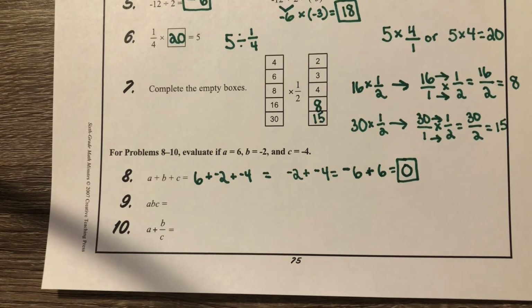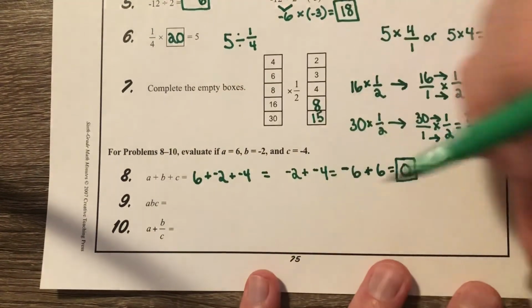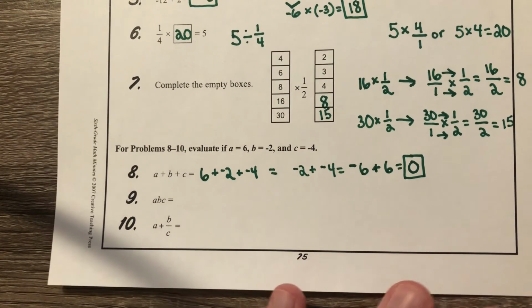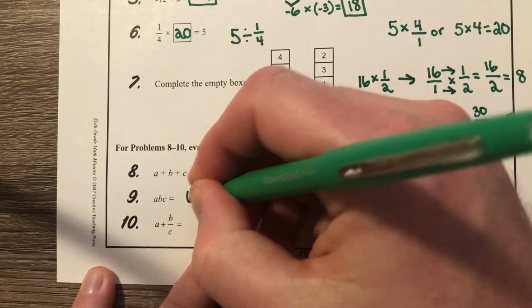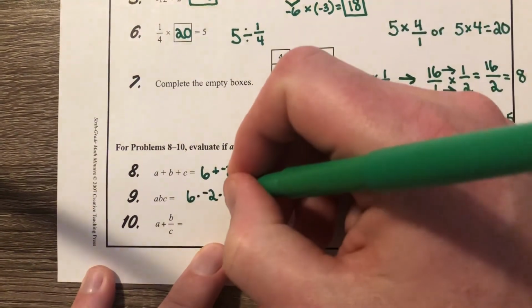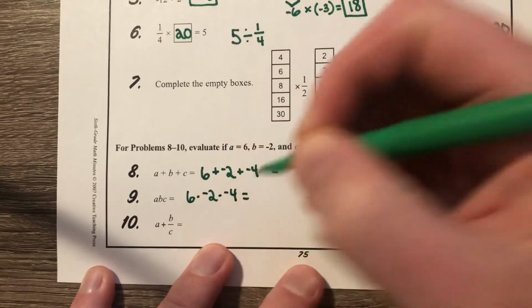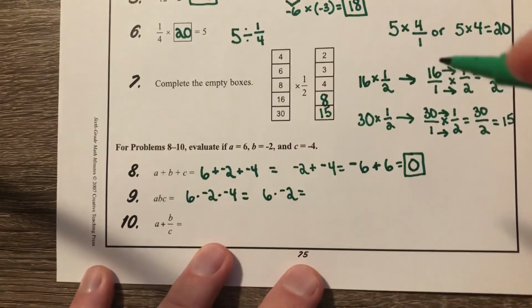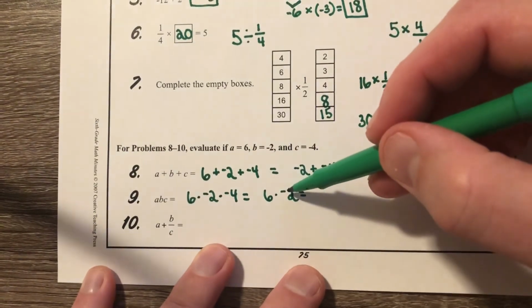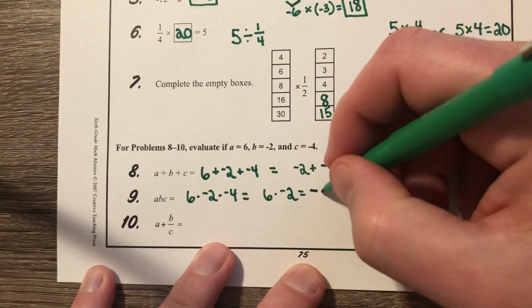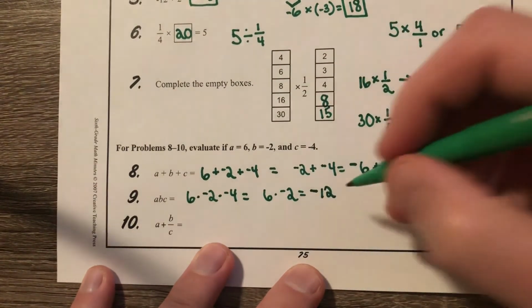Number 9, we have A times B times C. Remember when the letters are next to each other like that, and you don't see anything in between them, that means multiplication. So again, A is 6 times B, which is -2, times C, which is -4. So let's just break this down into the 6 times -2 first. In math, a positive number times a negative number is always going to be a negative. And then I do 6 times 2, and that's 12. So that's going to give me -12.